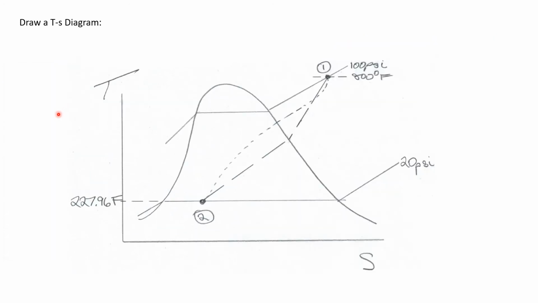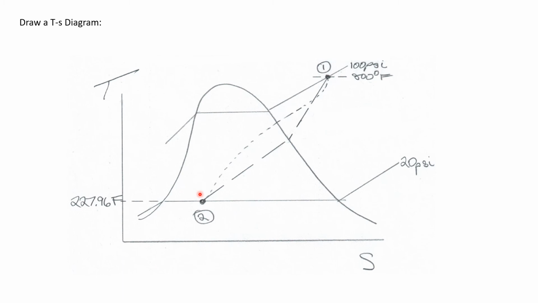So let's draw a temperature entropy diagram now. We've got our vapor dome. And we know that state 1 is superheated at 100 psi and 800 degrees Fahrenheit. And we know that state 2 is a saturated mixture at 20 psi. And we know that its quality is about 37%. So I'm going to kind of draw it here on the left side of the vapor dome.